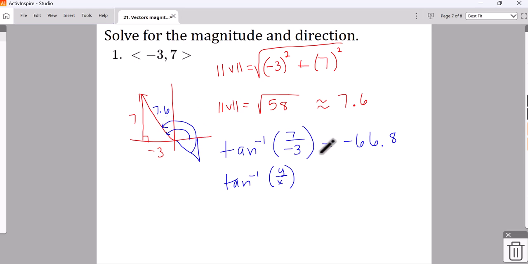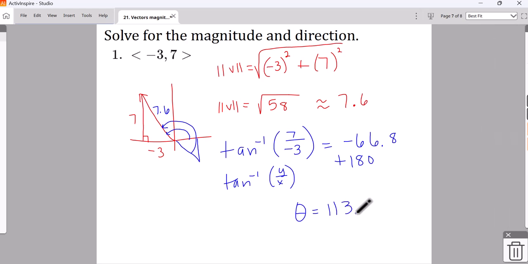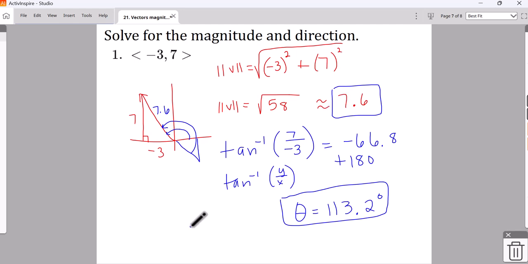And so I'm going to add 180 degrees to negative 66.8 for a final answer in the correct quadrant of 113.2 degrees, and this is in quadrant 2, which is in the correct location. So we want our angle measure to be in quadrant 2, and we want our magnitude to be longer than both x and y, and 7.6 is that for us.